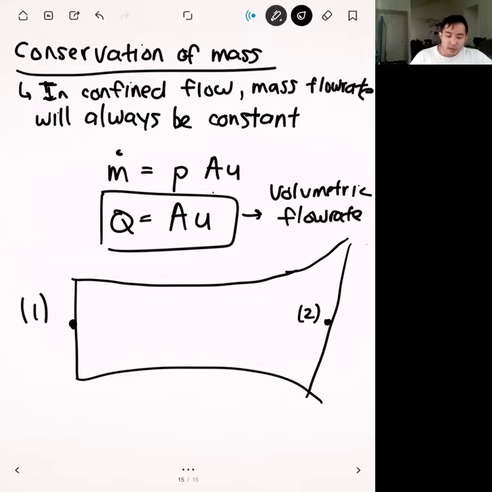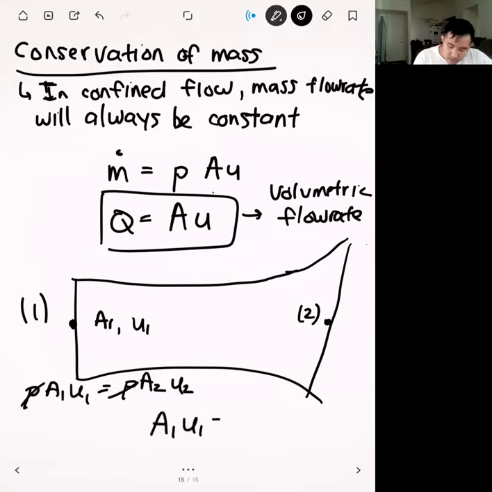If we assume that the mass flow rate is constant here, then we can say that the mass flow rate at location 1, so rho times the area at 1 times the velocity at 1, has to equal the density, the area at point 2, and the velocity at point 2. If we cross out the densities because they're the same, then we get A1 U1 is equal to A2 U2.